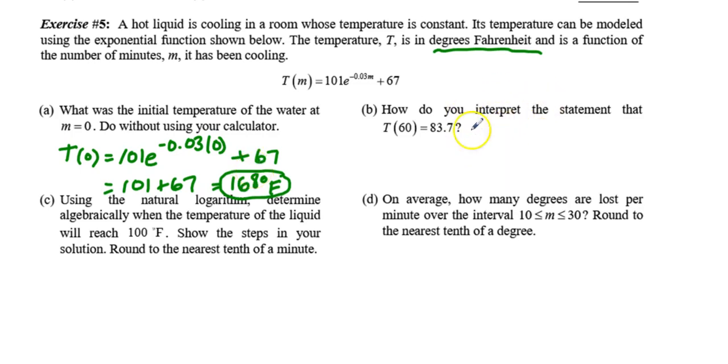All right, what are you going to do with this statement? Take a moment to read part B and then play the recording when you're ready. Okay, so right here we've got T of 60 equals 83.7. So 60 is m, the number of minutes. T is telling us a temperature at that amount of time. Okay, so we'd simply say something like this.